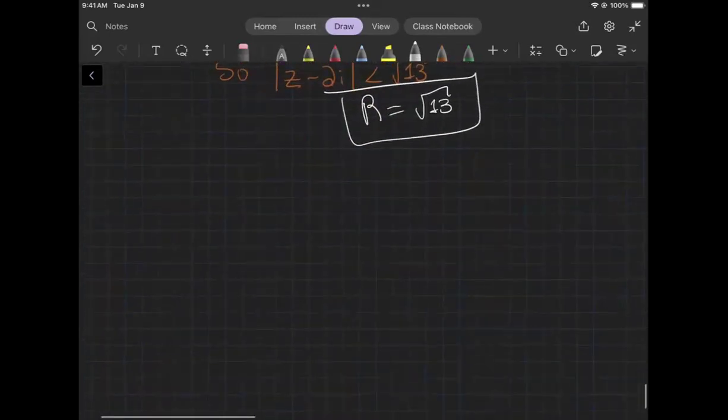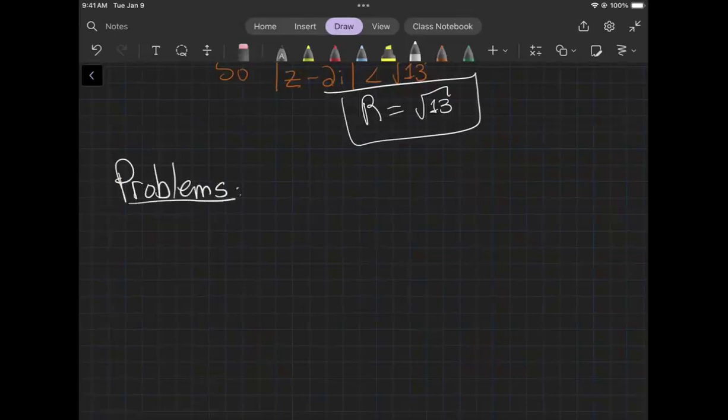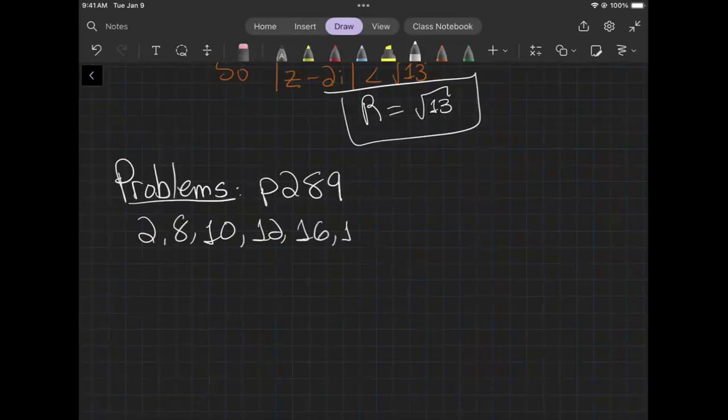Now, I want you to work on these problems to check comprehension. So, page 289: 2, 8, 10, 12, 16, 19, 22, 26, and 31. Okay, suggested problems for you to work with.